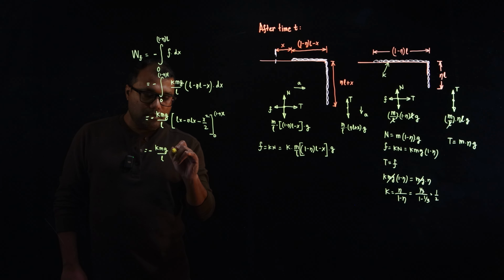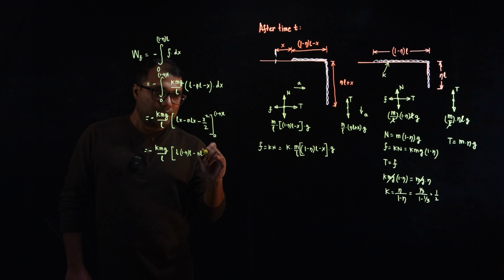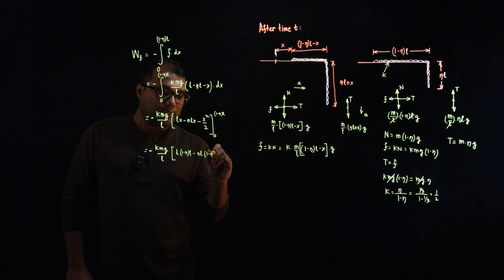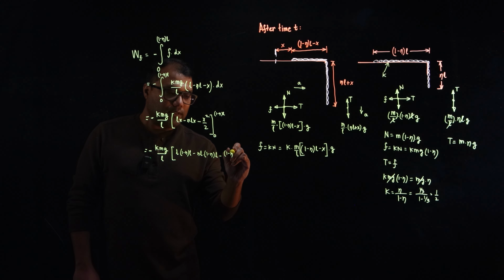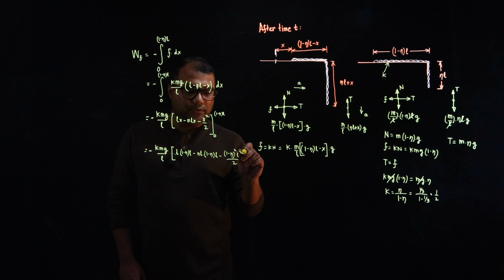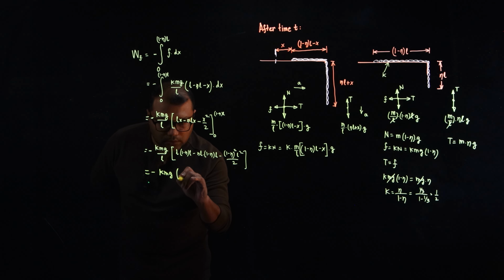So L times 1 minus eta L, minus eta L times 1 minus eta L, minus 1 minus eta squared L squared by 2, and the lower limit will be all 0, and we can cancel.